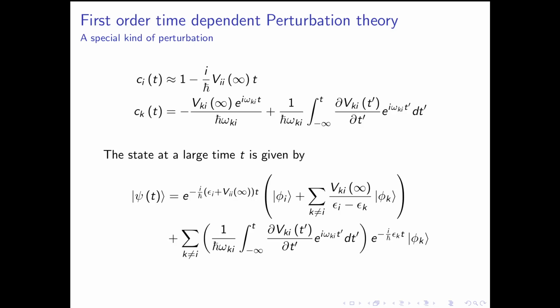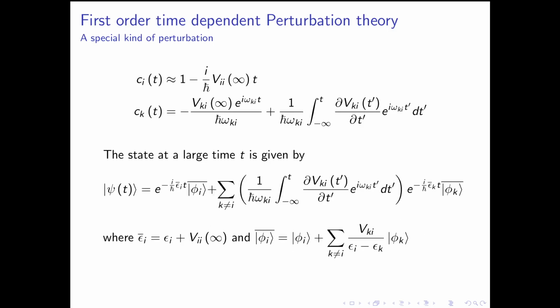So just by relabeling these things a bit, epsilon_i plus V_ii infinity can be called epsilon bar i. So that's a perturbed energy eigenvalue for the ith state, that is up to first order correct. And the ket in the bracket, ket phi_i plus sum over k not equal to i and so on, that is nothing but the first order corrected energy eigenket. And so what we can do is write this whole thing much more simply in this form. It is e to the minus i by h cross epsilon bar i t, where epsilon bar i is nothing but epsilon_i plus V_ii infinity, the first order corrected energy, and phi bar i is of course the first order corrected ket.